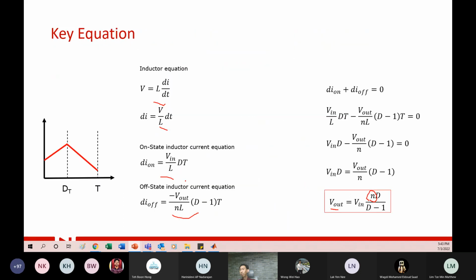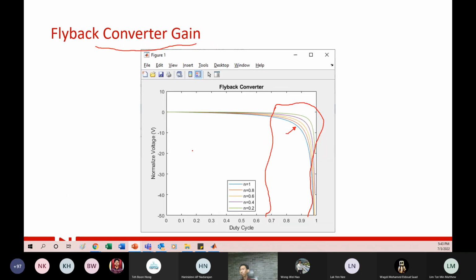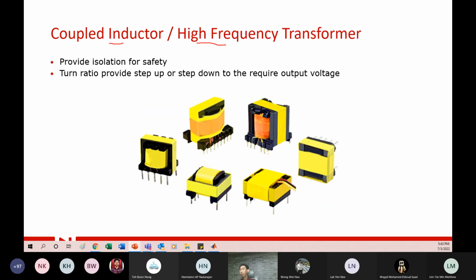Because of the switching, when we switch the DC, you are actually having a square wave applied to it. So it's not our ordinary step down transformer. The turn ratio provides either step up or step down, so they come in many forms. You will see this most in power supply systems.